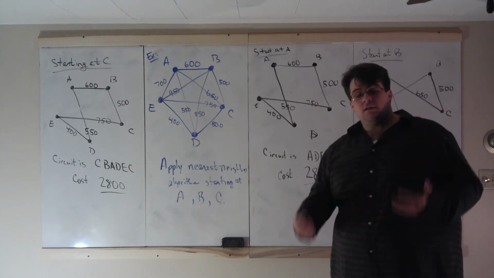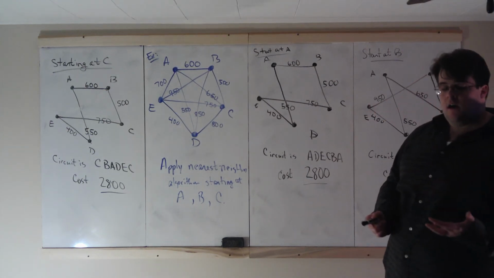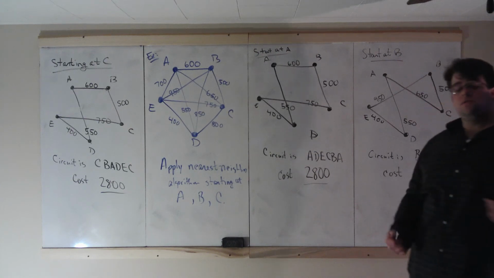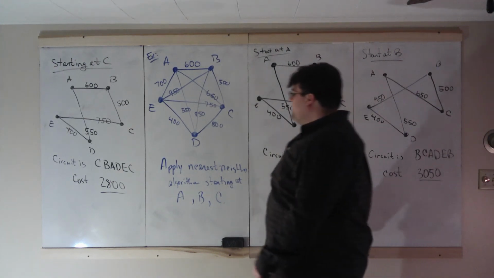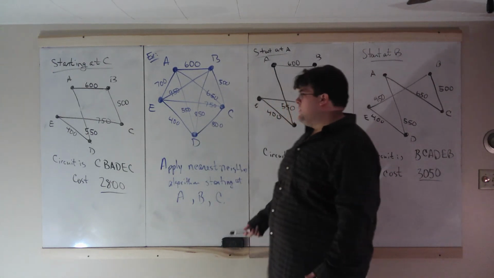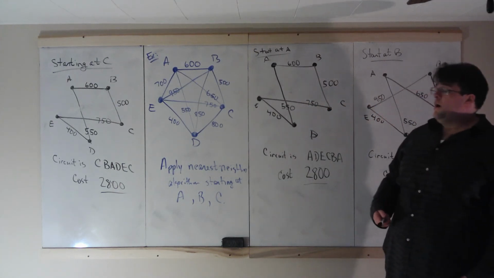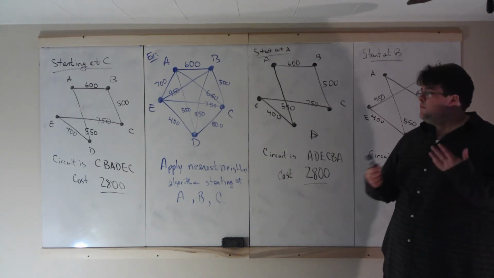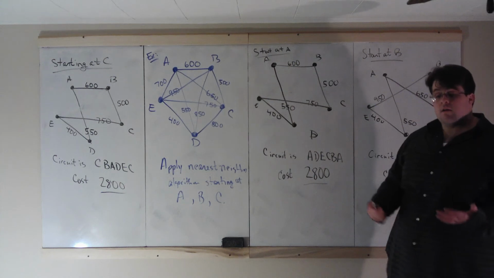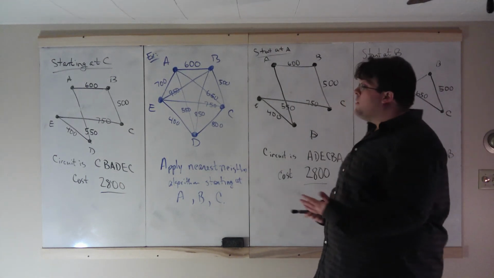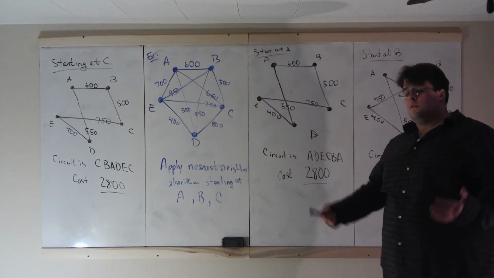So this algorithm doesn't necessarily give the minimum cost, but it does give a circuit. It does give some restriction on the cost of the circuit, and that's especially useful if you have like 300 vertices on this. It would be useful to get some restriction on visiting each node. But let's look at another algorithm.